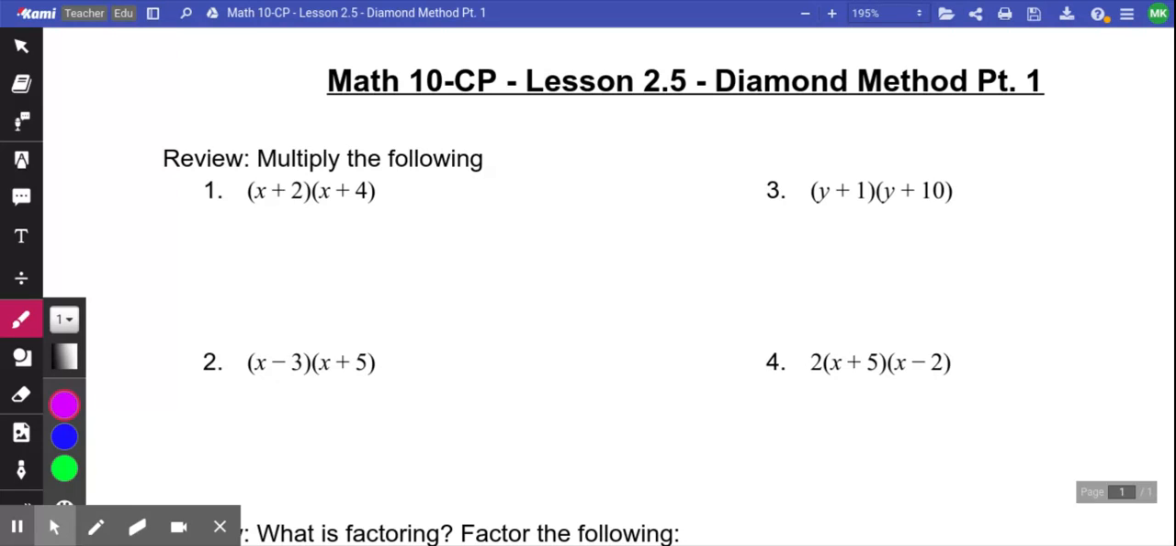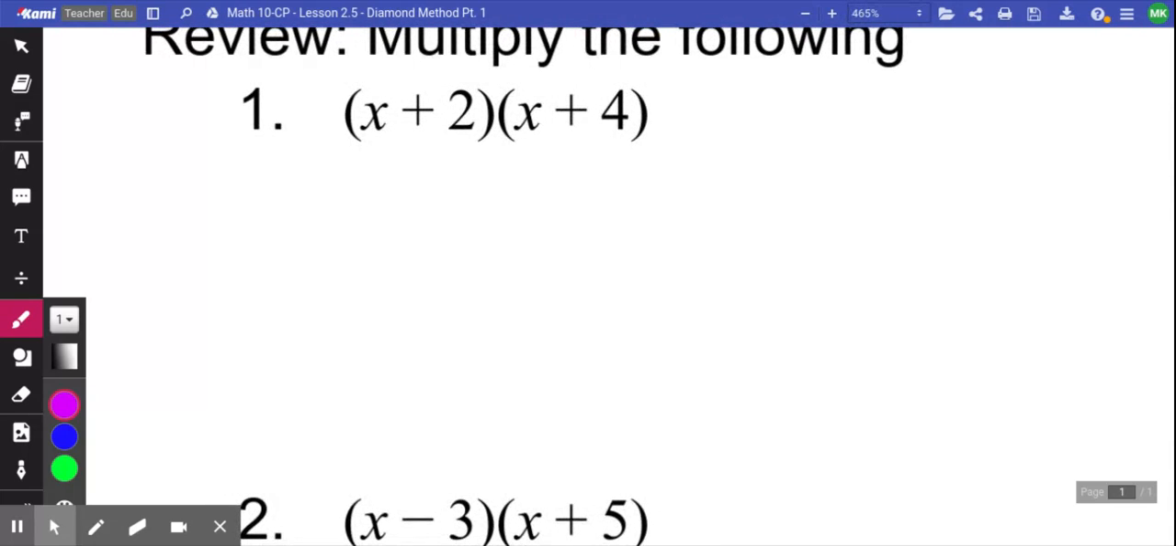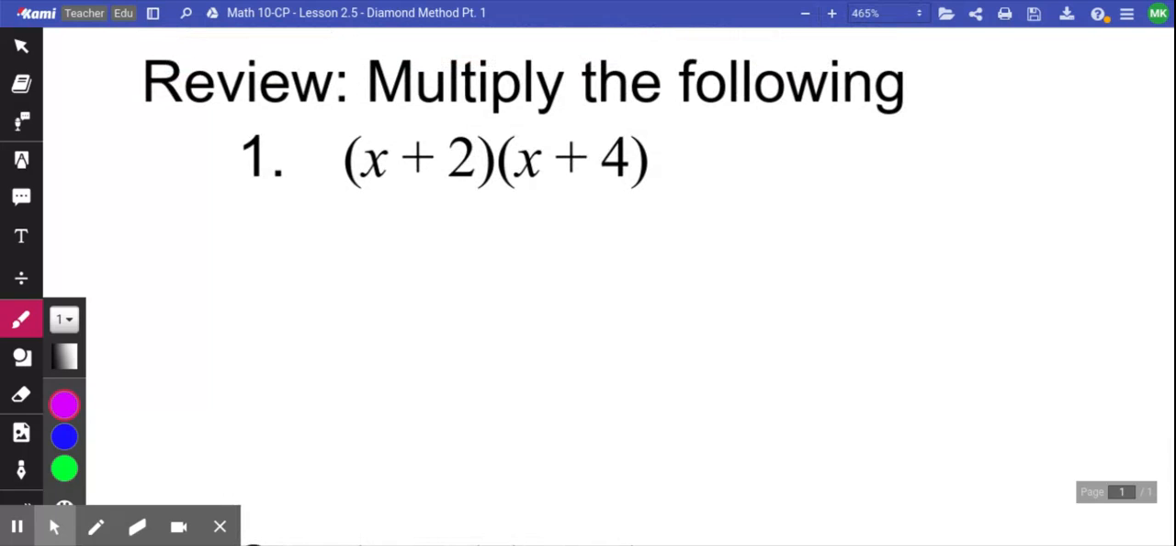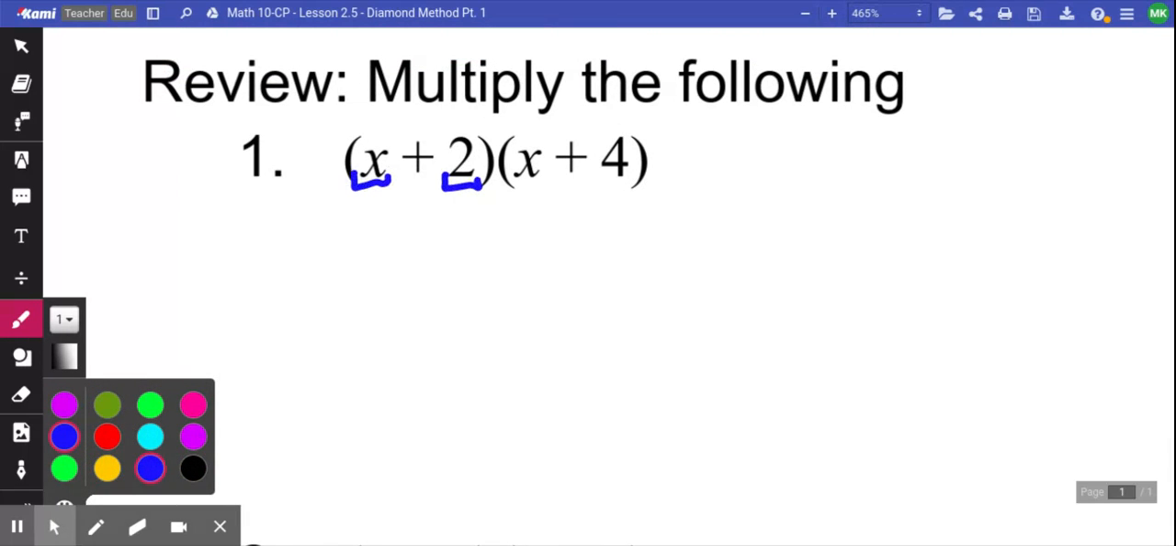Today, we're going to factor using something called the diamond method. But before we get into that, we're just going to do a little reminder about some multiplication. So let's take a look at a question like this. We have a binomial times a binomial. That's two terms times two terms, because there's nothing in between these brackets, so it means times.